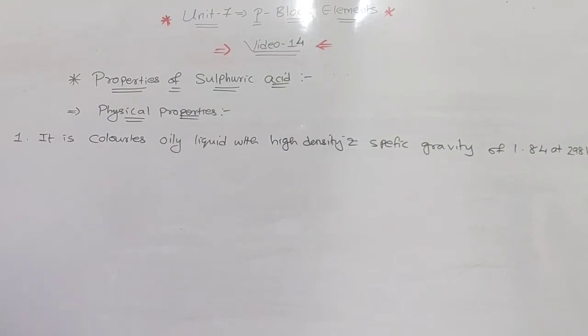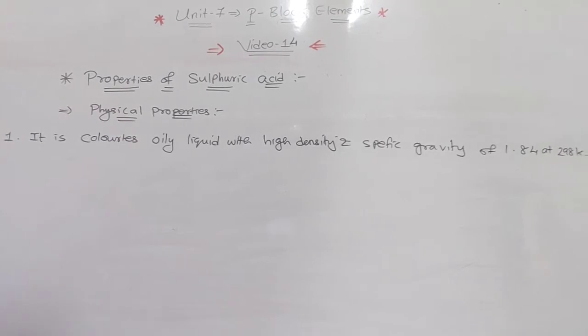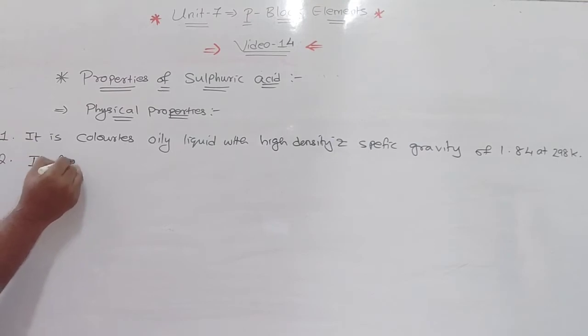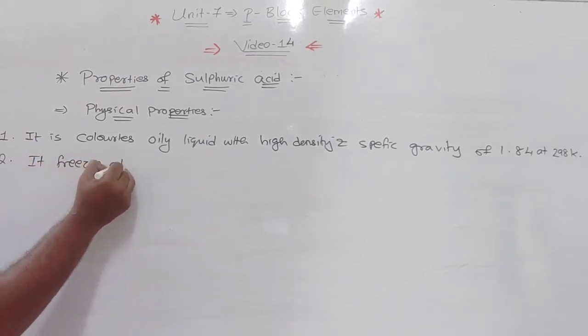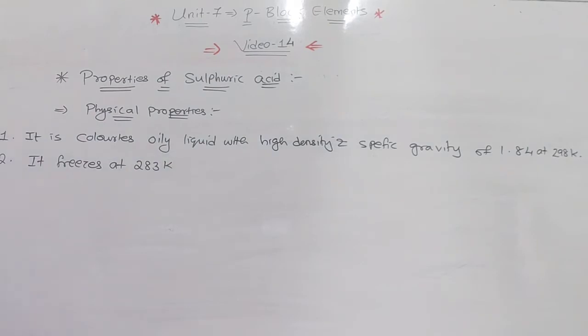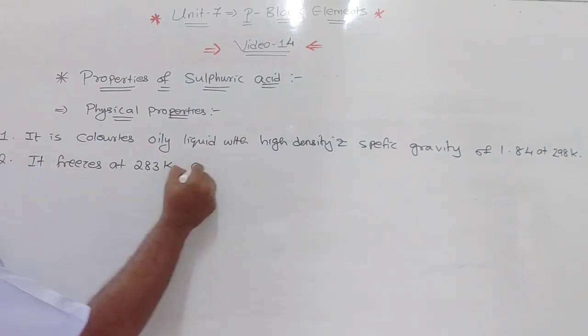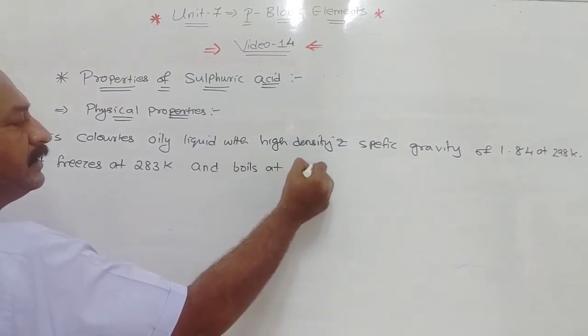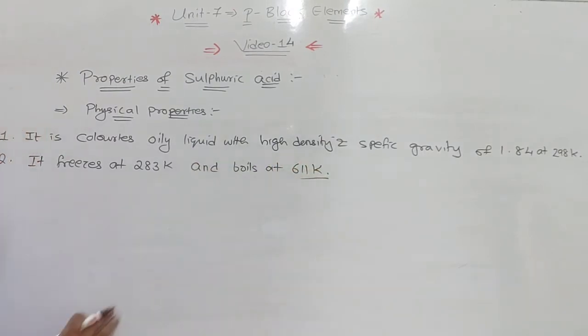Understood? At this temperature the specific gravity is 1.84, 298 Kelvin. Now the second physical property: it freezes at 283 Kelvin, and boils at 611 Kelvin. So its boiling point is very high.